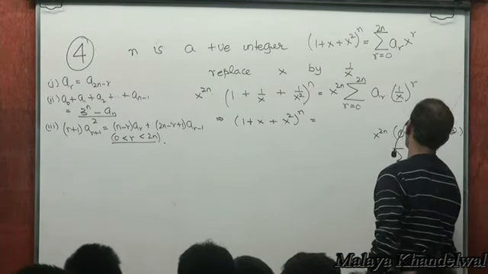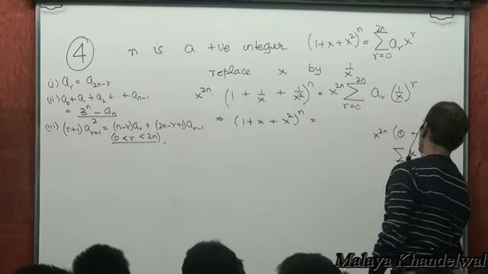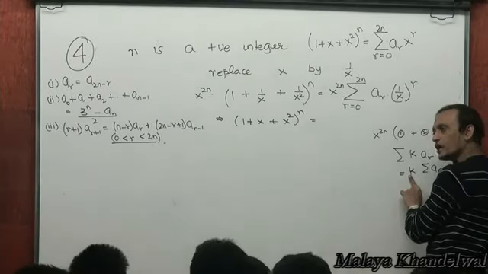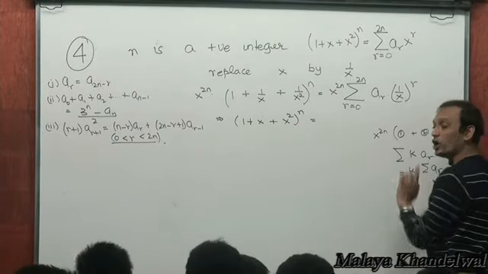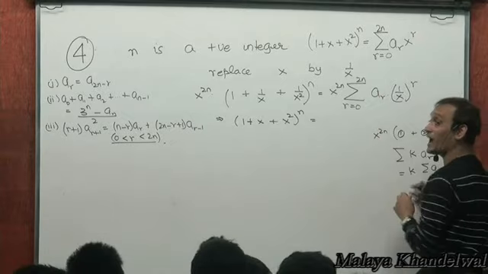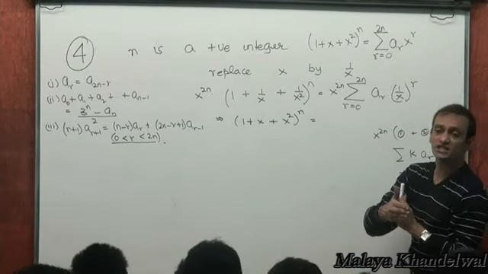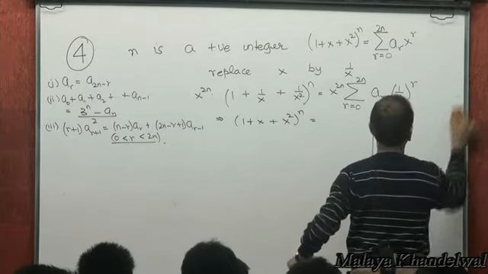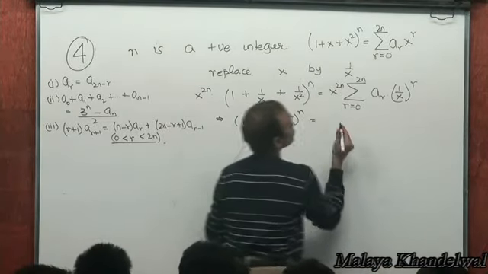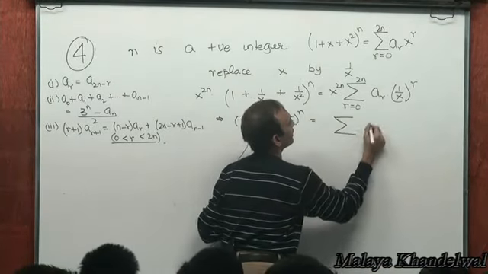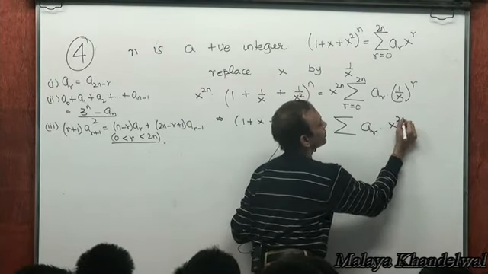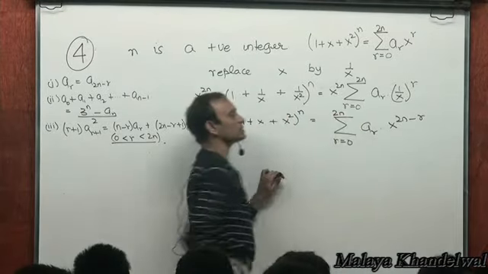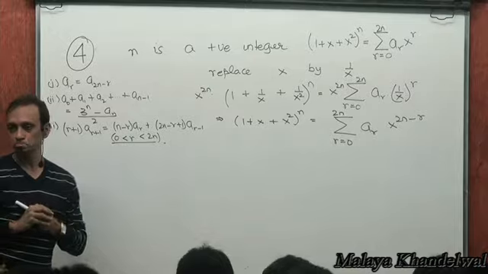See, summation k times ar is k times summation ar. So k can stay in or stay out, right? If k does not depend on r, x power 2n does not depend on the running variable r, so it can be in or stay out, right? Okay. So right here then, this is going to be summation ar x to power 2n minus r, r runs from 0 to 2n, yes or no? Yes.